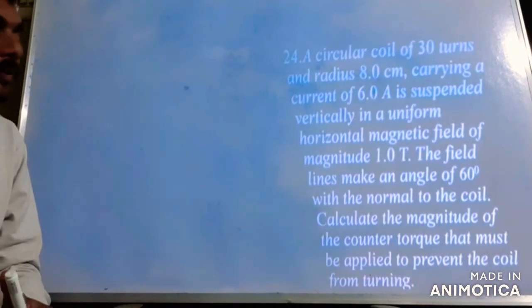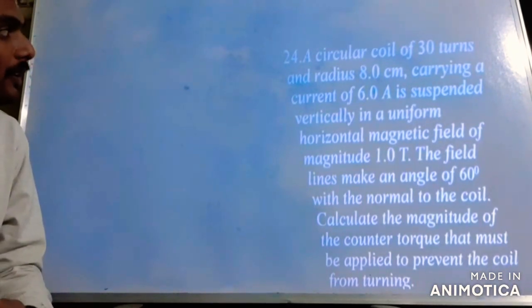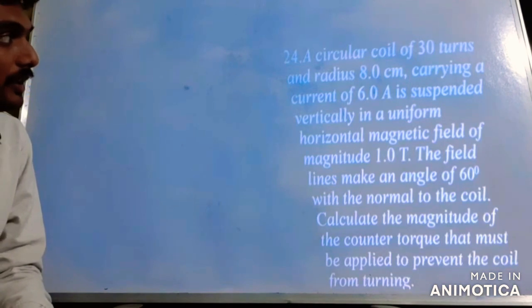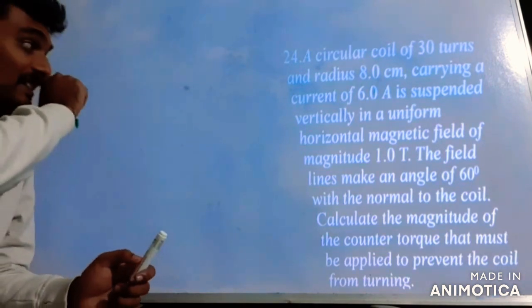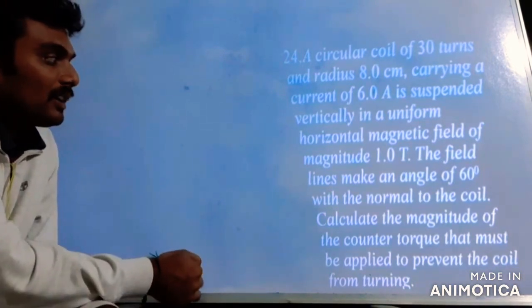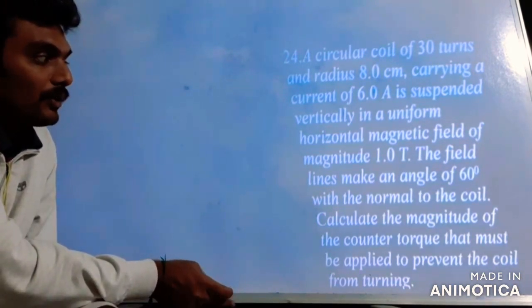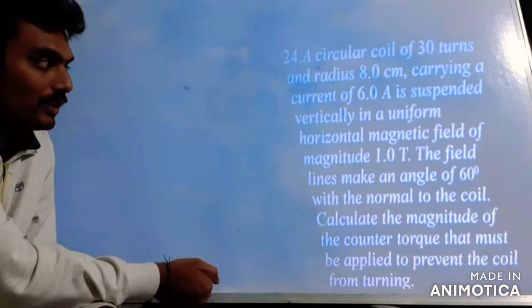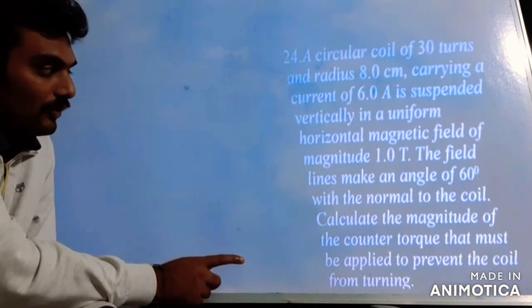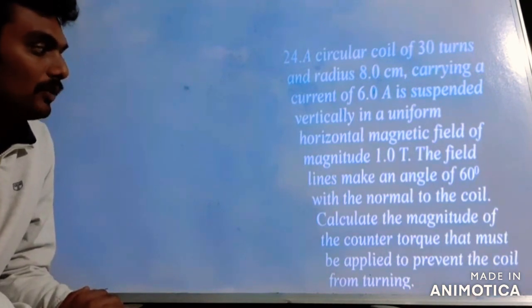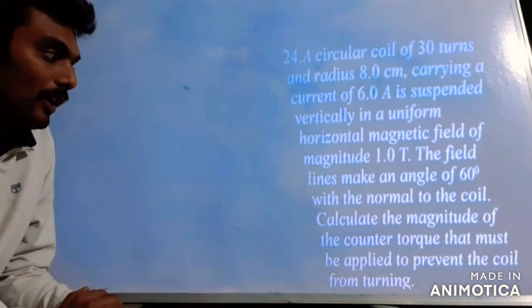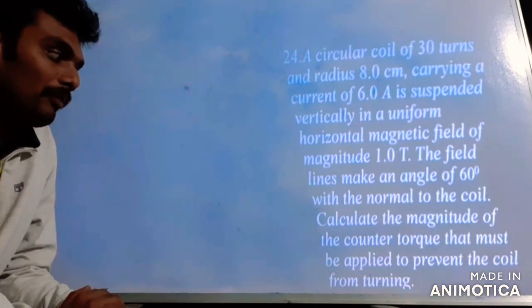Right. The next question, 24th, is as follows. A circular coil of 30 turns and radius 8 centimeter carrying a current of 6 ampere is suspended vertically in a uniform horizontal magnetic field of magnitude 1.0 Tesla, or 1 Tesla. The field lines make an angle of 60 degree with the normal to the coil. Calculate the magnitude of the counter torque that must be applied to prevent the coil from turning.